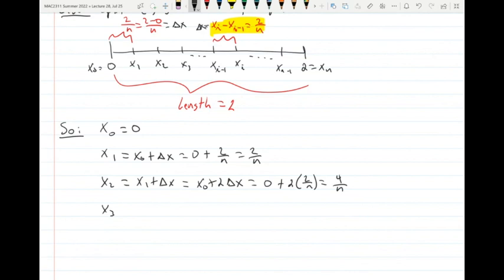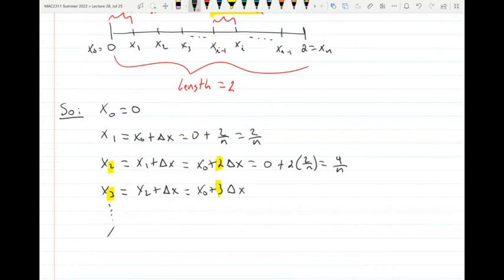What's x3? x2 plus delta x, but what was x2? x0 plus 2 delta x, right? You are just adding delta x, so that's x0 plus 3 delta x, right? With the pattern, this is 2 here, this is 3 here. So if we keep on going, what's xi?